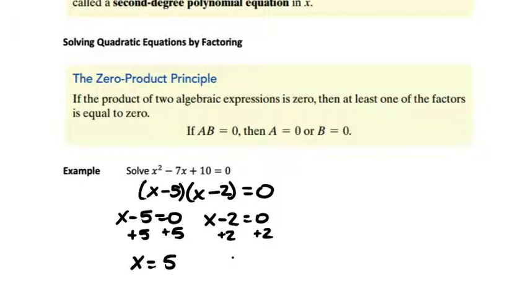or x equals 2. So for quadratic equations, most of the time there's going to be two possible answers. So either of these two numbers, if I plug them in for x, I'm going to get 0 on this left-hand side. So it's different from a linear equation that we saw earlier where you just get one answer for x. So 2 and 5 are my possible answers.